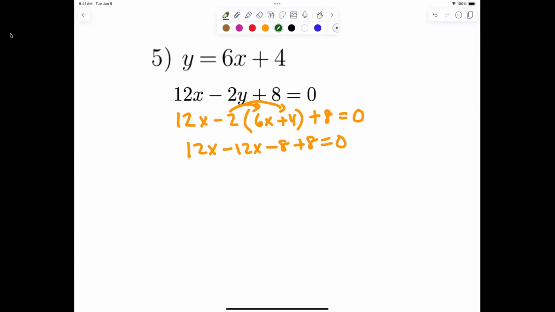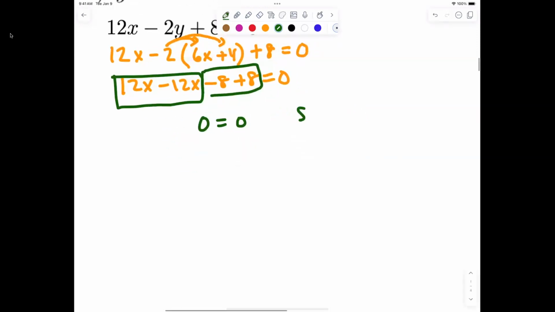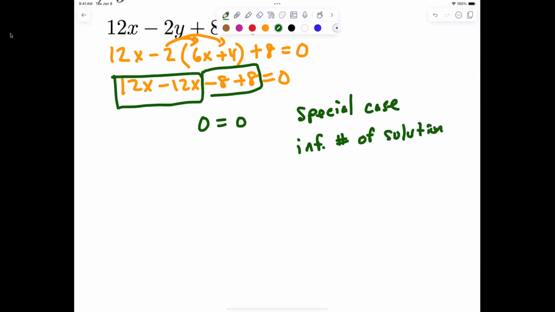Okay, now someone tell me what happens to 12x minus 12x. What about -8 plus 8? So I have here 0 equals 0. Right, so I need everybody to write this down for me. This is a special case. Whenever everything cancels out, I want you to put, it's called infinite number of solutions. Why is it an infinite number of solutions? Because it's the same line.